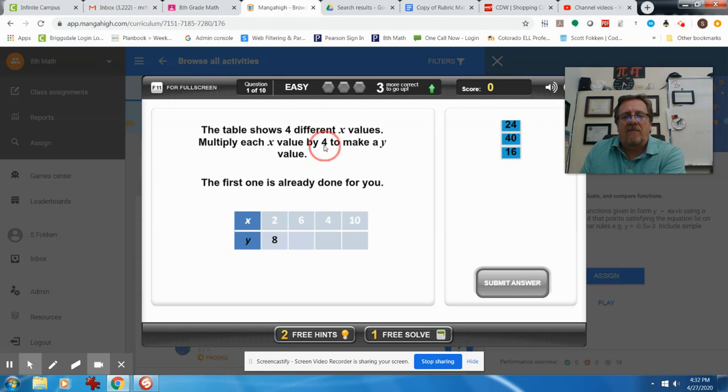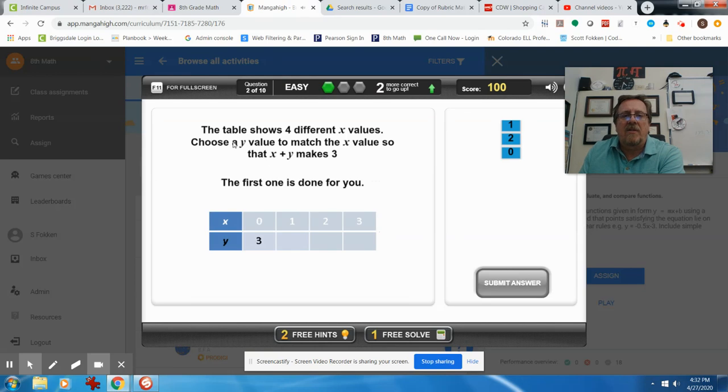6 times 4 will give us our next number, right? That's down here. So 6 times 4 is 24. We'll plug that in. 4 times 4 is going to be 16. So we'll put that there. And 10 times 4 is going to give us 40. We've filled in the table.